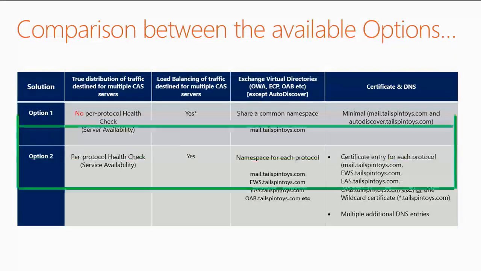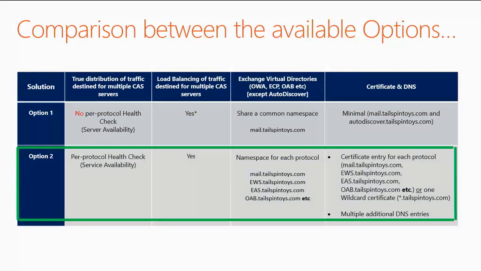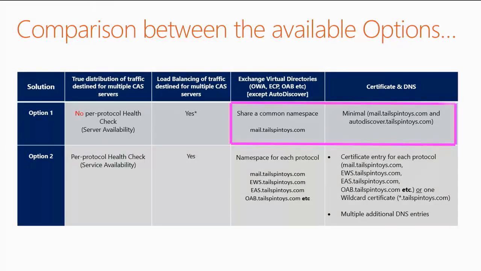However, for option 2, the first 2 columns that you see there are great. You're getting per protocol health check, thereby you're properly doing effective load balancing. But from the admin's perspective, that is the third and the fourth column, a lot of management overhead. So if I bring up the good features of option 1 and option 2, it is the ones that are in pink.